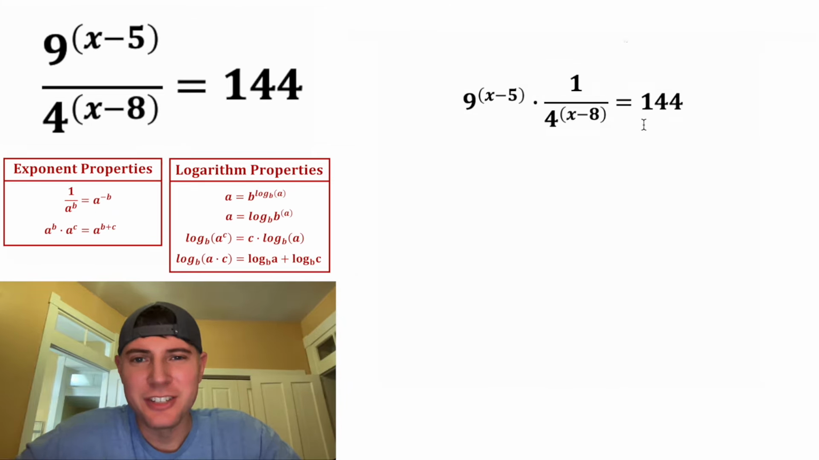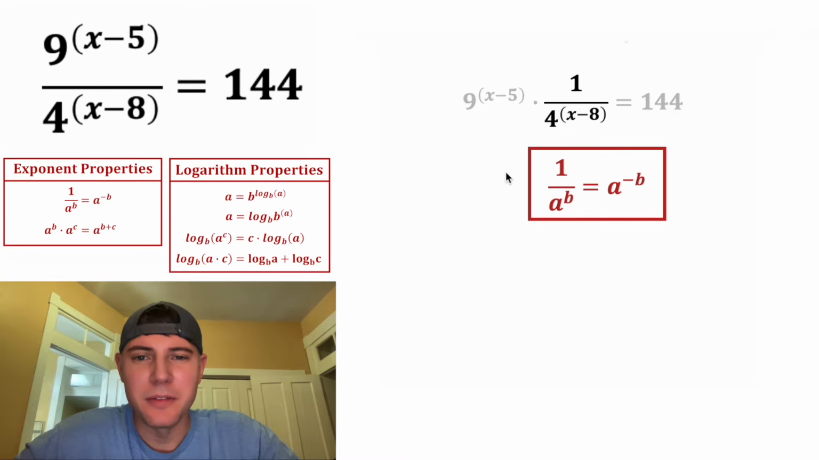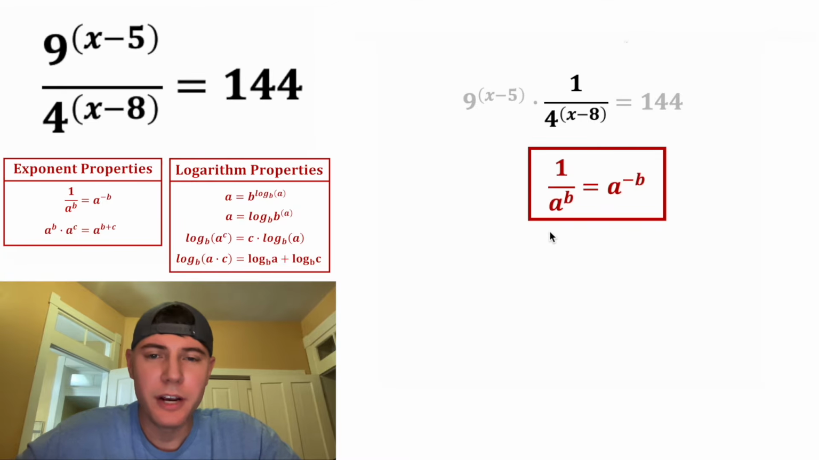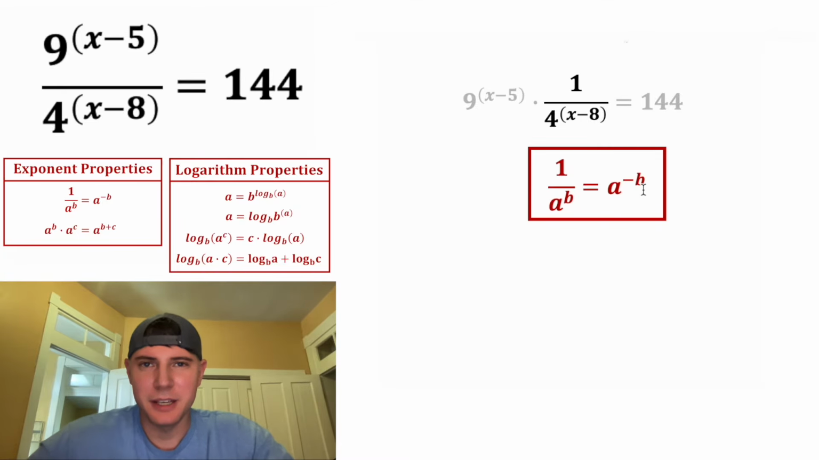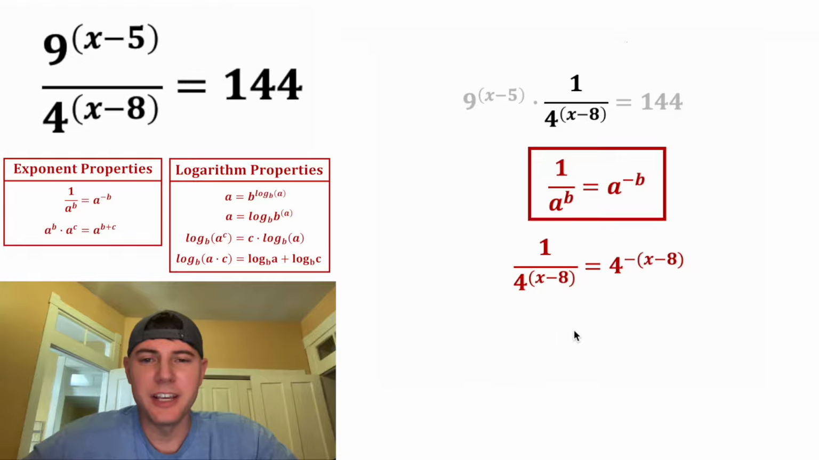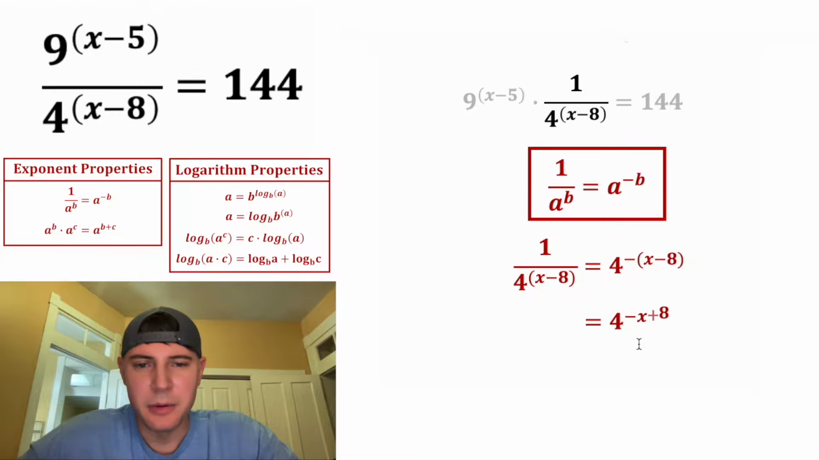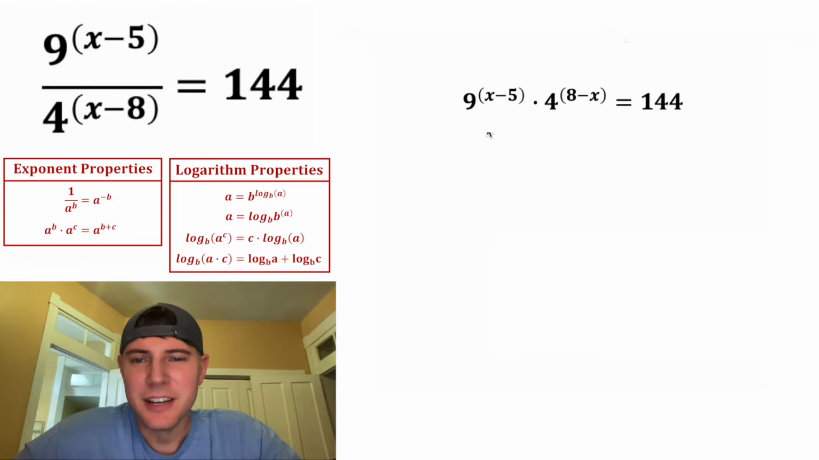I don't really like fractions. Let's see if we can get rid of this fraction. This 1 over 4 to the x minus 8 reminds me of this piece of notes right here. 1 over a to the b is equal to a to the negative b. So that means that 1 over 4 to the x minus 8 is equal to 4 to the negative x minus 8. And now the fraction is gone. One more step, this negative can be distributed to both of these, which will give us negative x plus 8. And we can rearrange this to 8 minus x. So I think 4 to the 8 minus x is way better than this whole thing. Let's replace it.